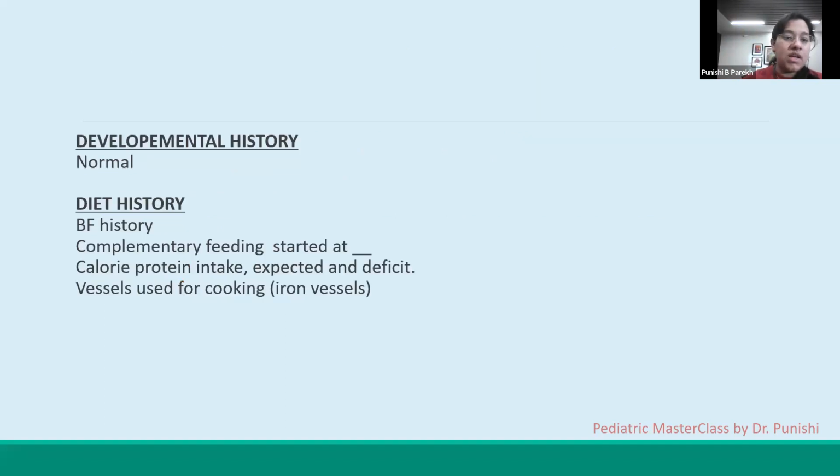Now, developmental history in this case was normal, but you need to take a detailed history with respect to all four domains. I'm not going into those details. Dietary history: mine is a 10-month-old child who was exclusively breastfed till 8 months of life and then has been started on some amount of complementary feeding.